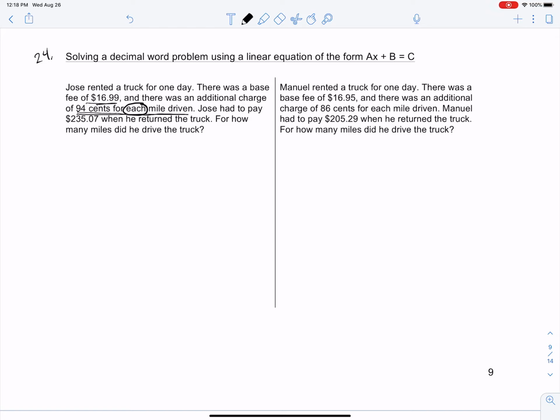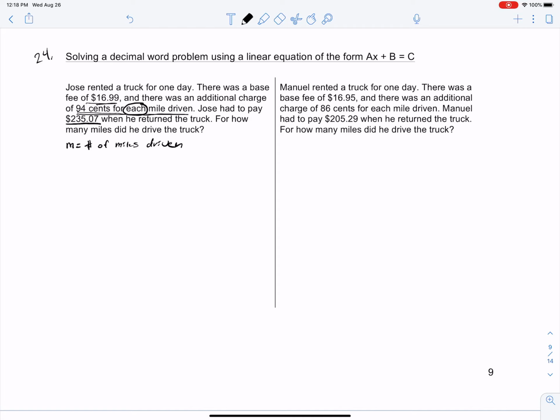Jose had to pay, now this is the total fee that he paid at the end when he returned the truck. So let's create an equation here. We'll make M equal the number of miles driven, because we don't know what that is, that's what we're trying to find.